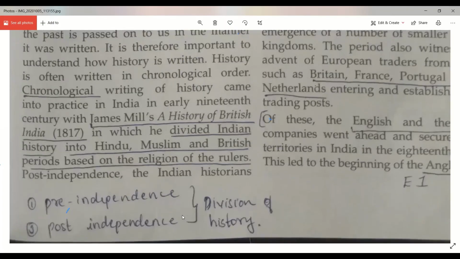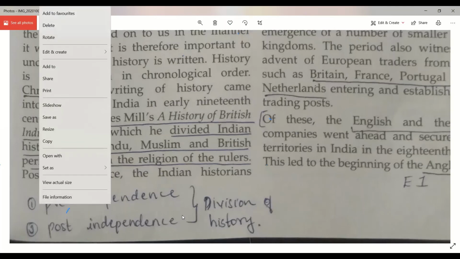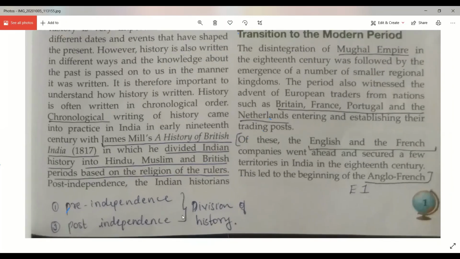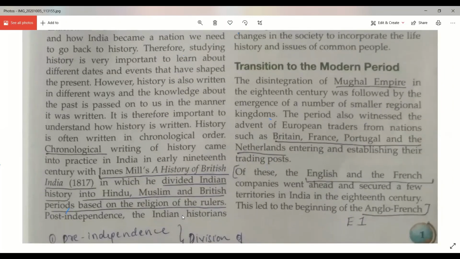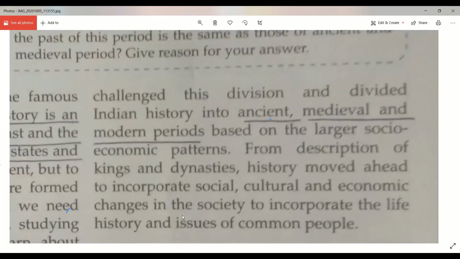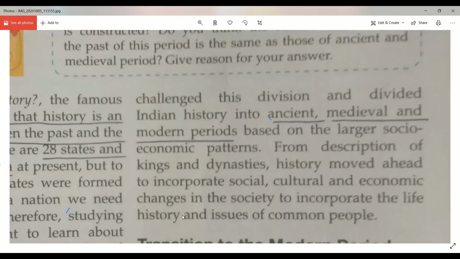Sorry, there are two divisions of Indian history. One is pre-independence and the other is post-independence. And how is history written? There are two types in which Indian history is written. The first type is based on the division of Hindu, Muslim, and British period. And the second type is based on the division of ancient, medieval, and modern period. And now we are learning about the modern period.